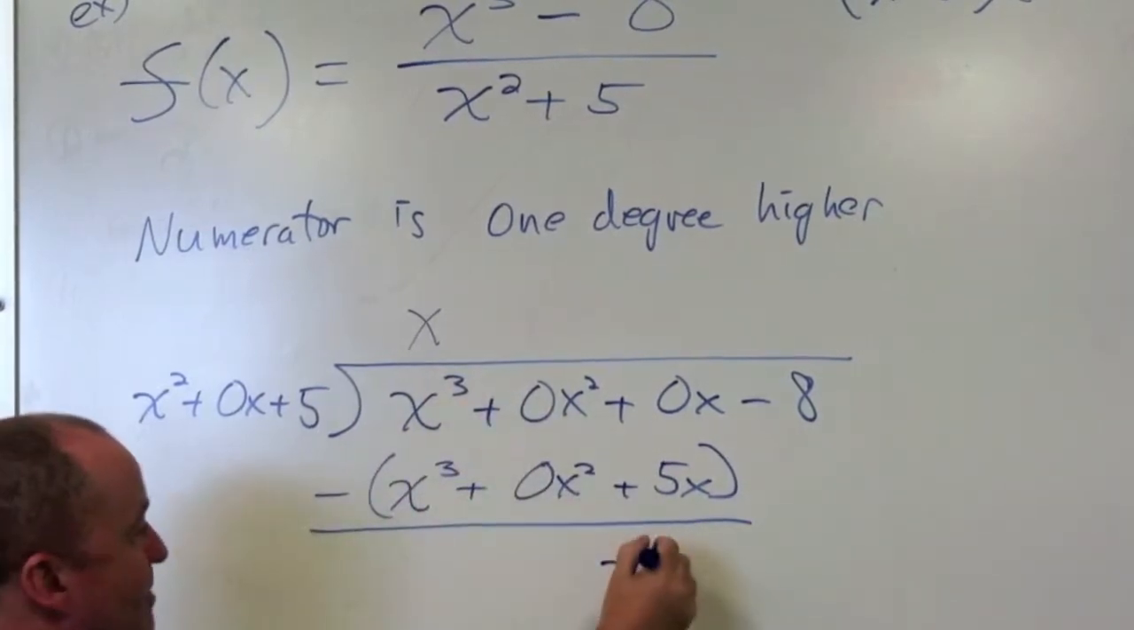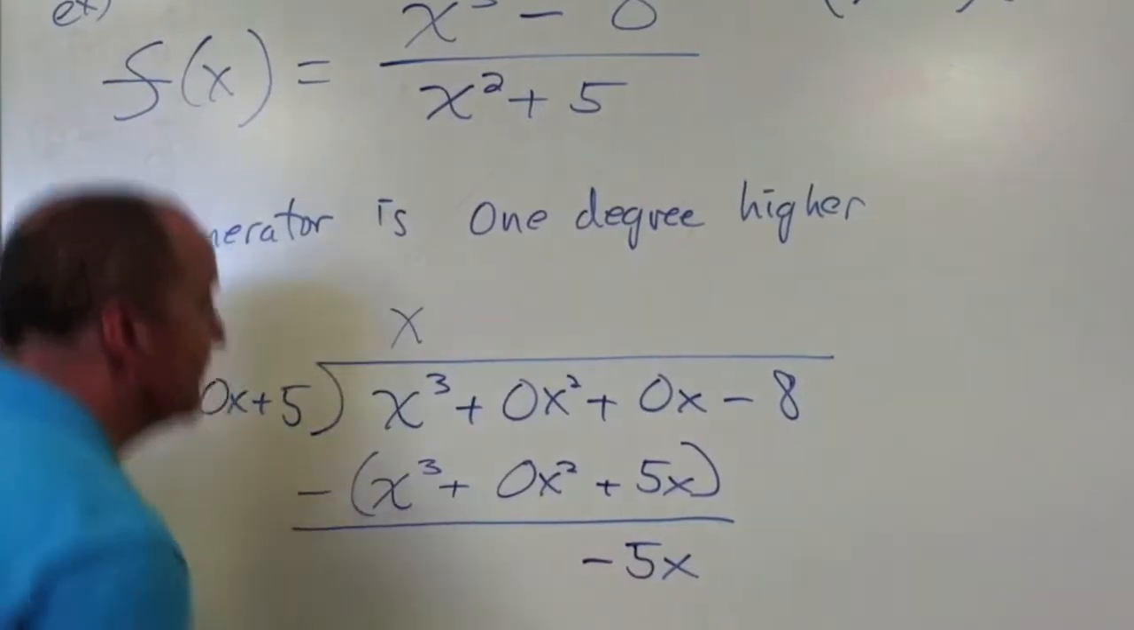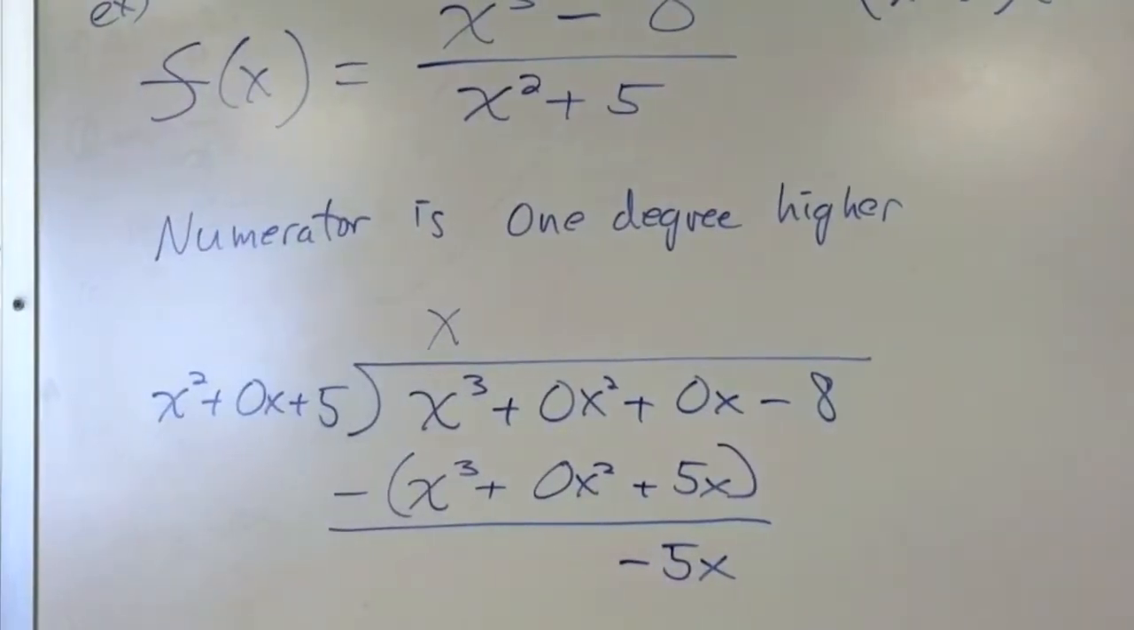Okay. So this is minus 5x, right? Bring down the minus 8. Well, now I could bring down the minus 8.